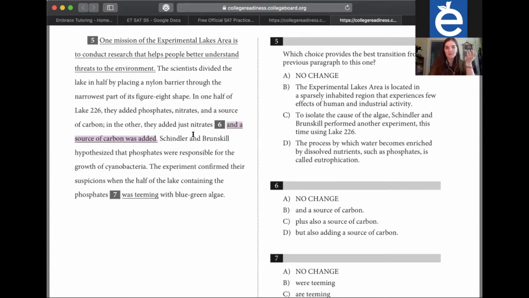Because "and a source of carbon was added" is a grammatical construction, but it's not the most appropriate one here, okay? The reason is that you have to look at the full sentence and what it's trying to accomplish. So what's the function of the sentence? And what is it actually requiring you to do and think about on an idea level?